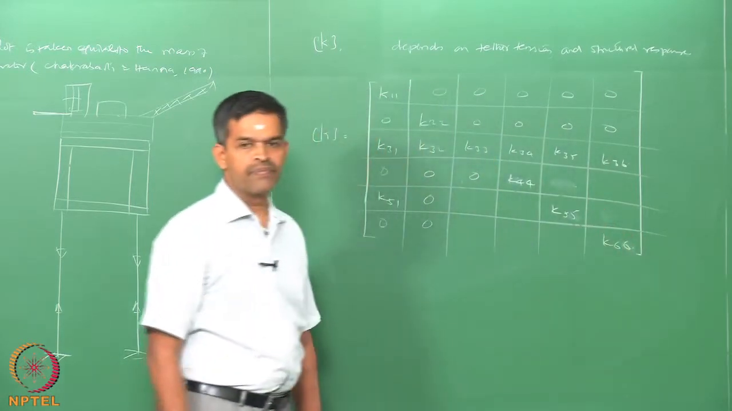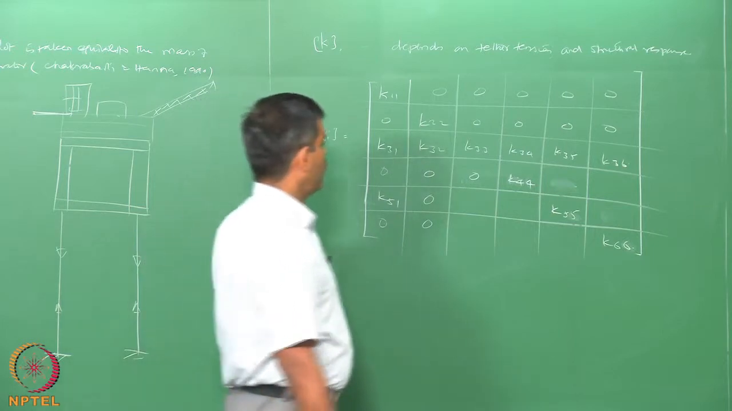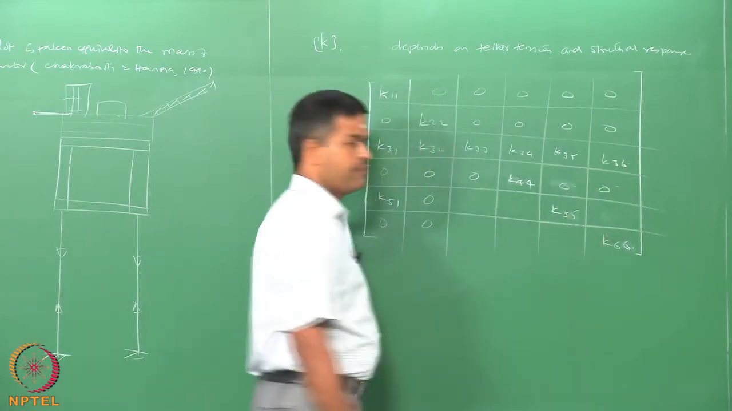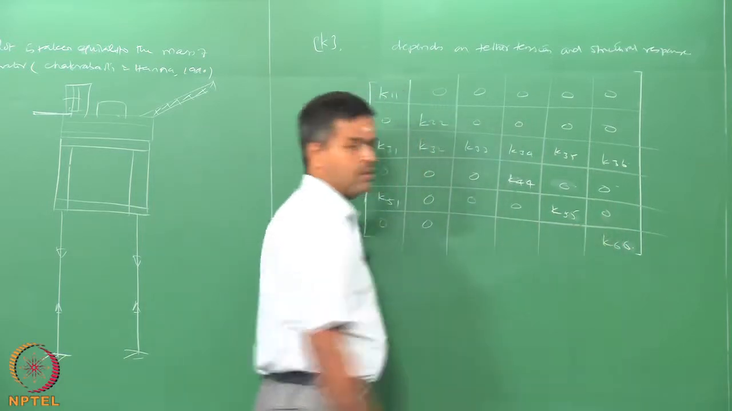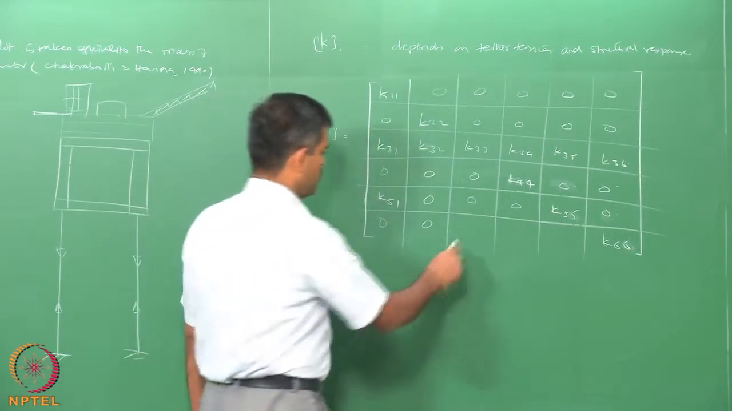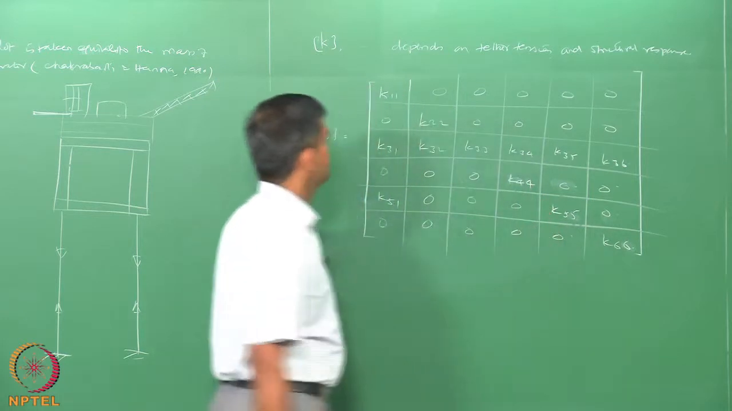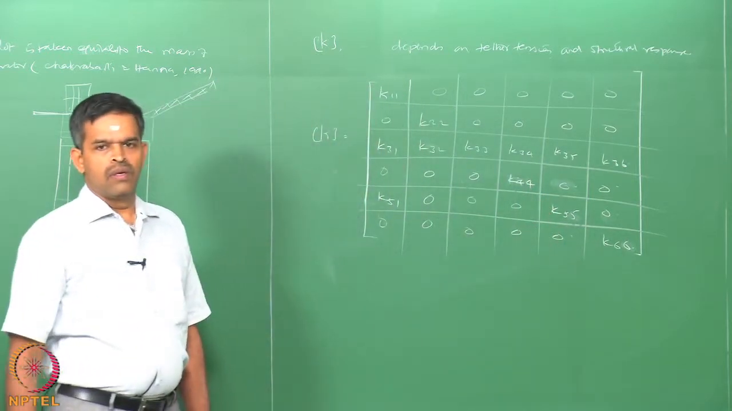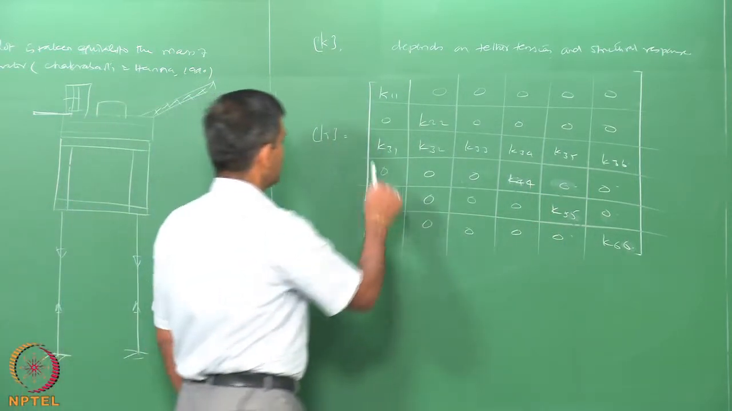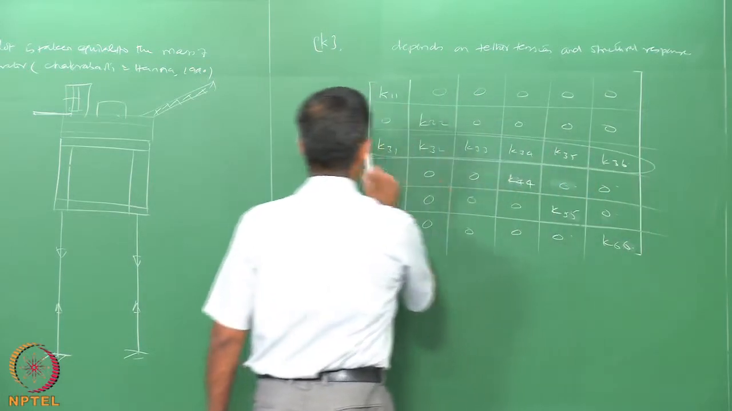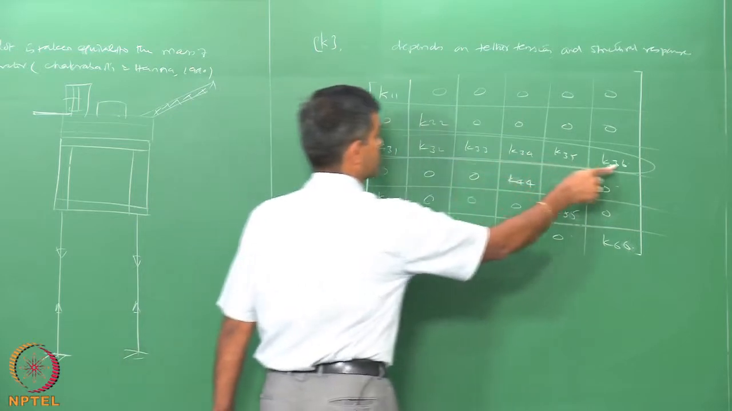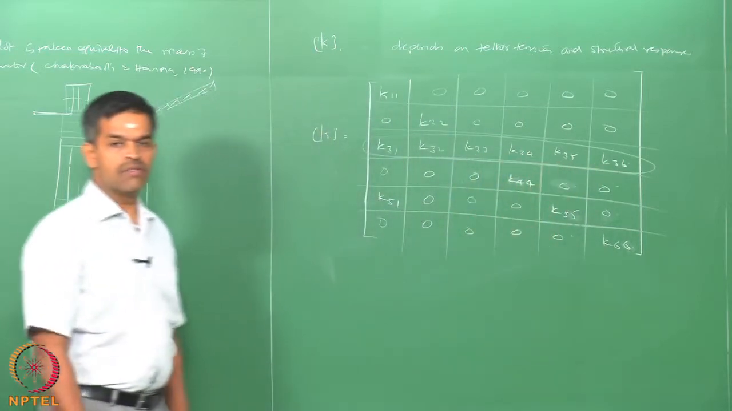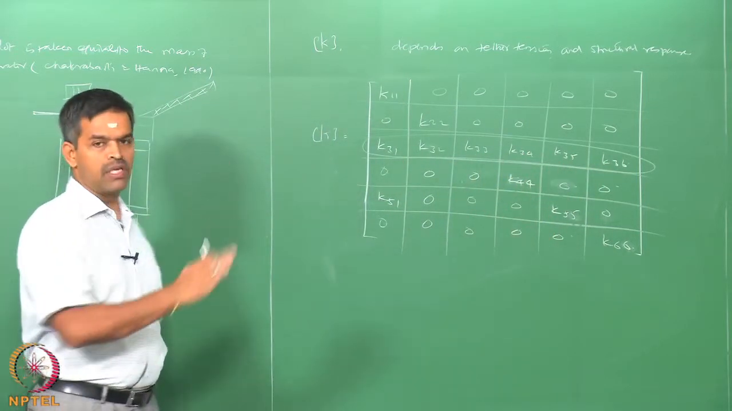6 6 and k 4 4, remaining all members are 0, k 5 1, k 5 5, remaining all members are 0. In this case all members are 0 except 6 6. So, one can see here that heave degree is coupled with almost all degrees of freedom, because 3 1 to 3 6 all are present. So, heave has got a very strong coupling with almost all degrees of freedom.